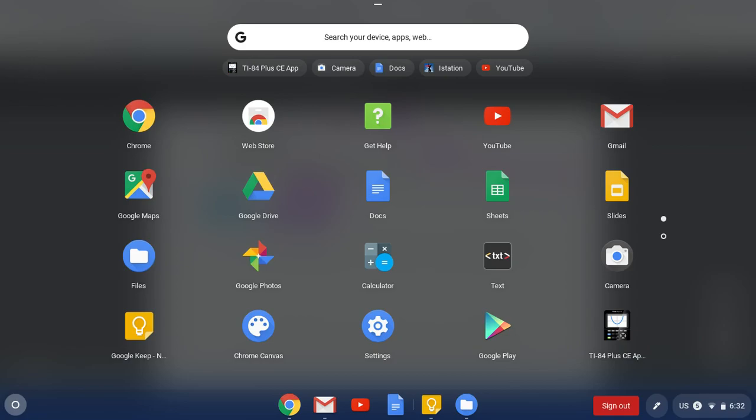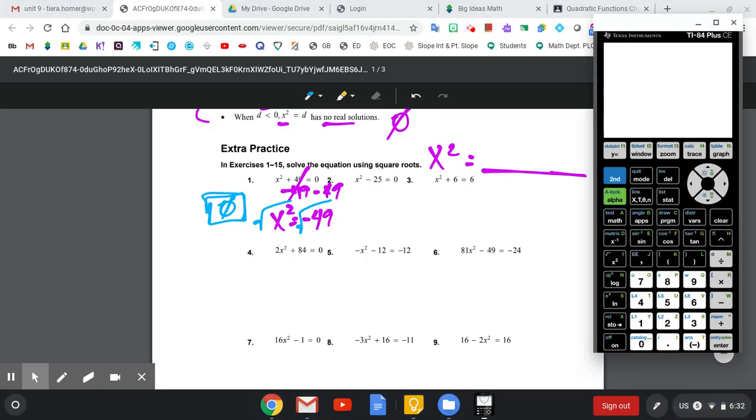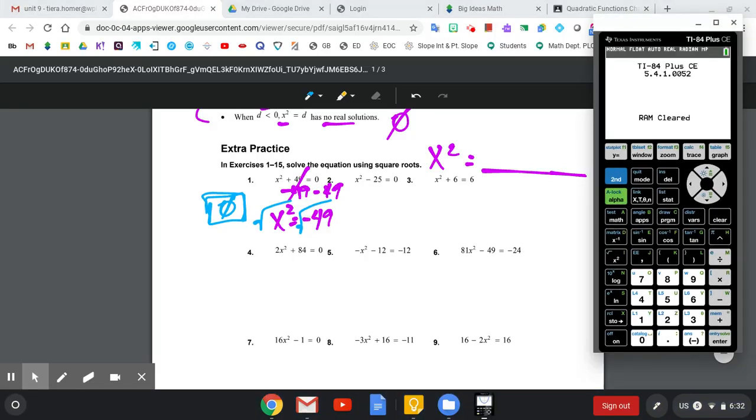So I'm going to my 84 app, which should be on the Chromebook if you have the school issued one. If not, go to that website we used in 9.2. And I'm going to put in the square root, which is second x squared, and then I'm going to do negative 49. And when I hit enter, it's going to give me an error: no real answers. It's because nothing times itself is going to give us that negative 49. So if you get this error, I would first make sure you did your math right, that you ended up with the negative correctly, and then the answer would just be no solution.